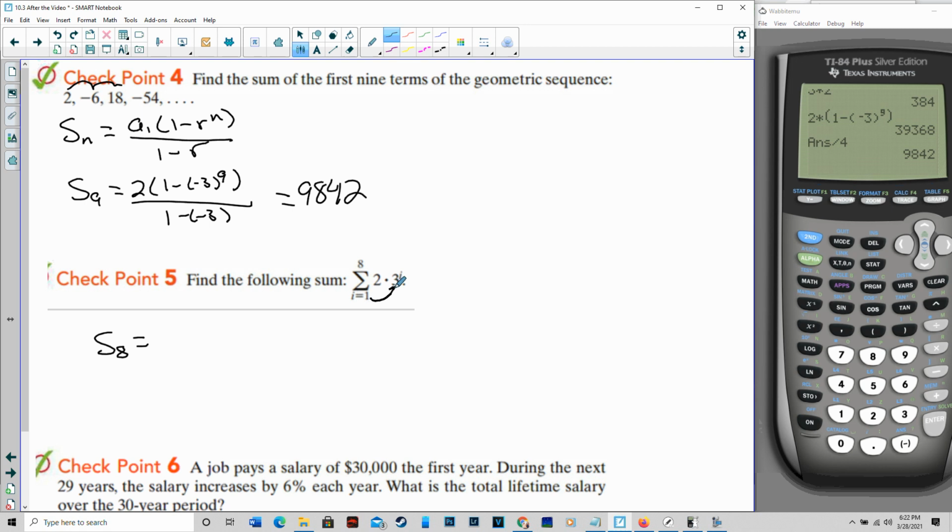Find the following. So S sub 8 on this one is the first term. We need a sub 1. Now when we plug 1 in for I, we get 6. The first term is 6. 1 minus, now what we're multiplying by each time is 3. That's the r. So 3 to the 8th over 1 minus 3. So 6 times 1 minus 3 to the 8th. And we'll divide that by -2. So 19,680.